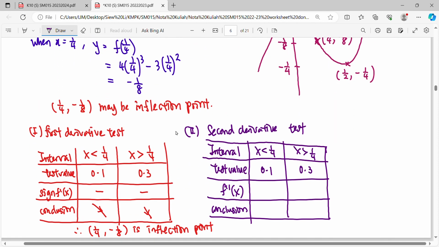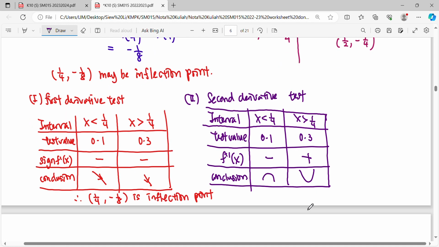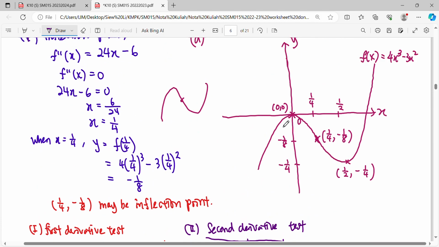You can notice that the second derivative here is negative, and here is positive. So the conclusion is concave downward and concave upward. The concavity changes, so we can conclude that this is an inflection point. Then lastly, you can draw your graph.